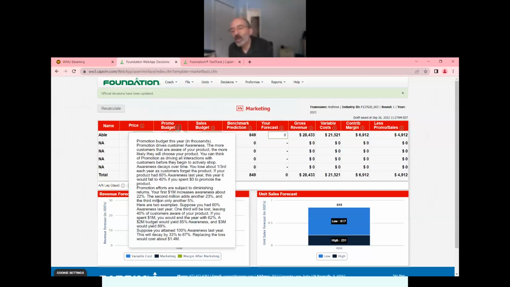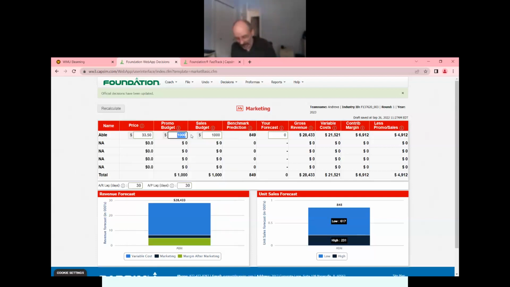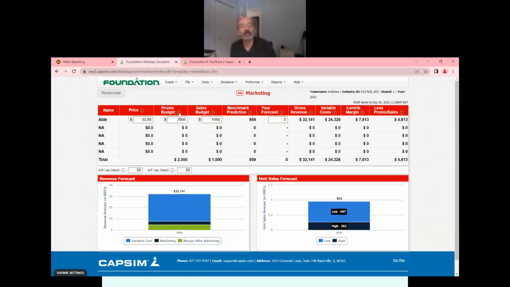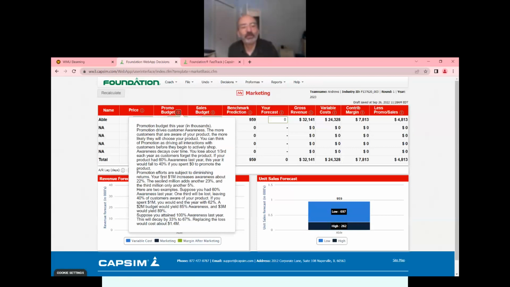You lose a third. So if we spent nothing on promotion, we'd lose a third of 55%. Now the first million gives us 22%. The second million, another 23, so that would give us a total of 45%. So 55 would get knocked down by a third, and if we spent 2 million, we'd add back another 45, which would put us up around 70 or so. So that gets us moving in the right direction. I like that 2 million amount. I think that's reasonable because you'll see there are decreasing returns. The third million only adds 5%.